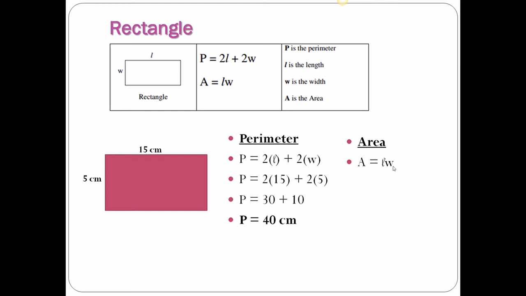My 5 goes here. Now, just so you know, when you have a letter next to another letter in math, that means to multiply. So anytime you see letters next to each other, I just want you to know that they're asking you to multiply. So when I put the 15 in here, that means 15 times 5. So I just want to make sure that's clear. And 15 times 5 is 75, and area is always units squared. So this would be 75 units squared.